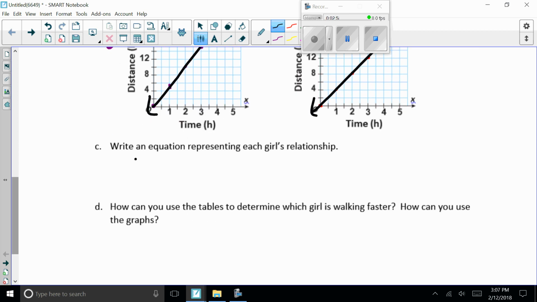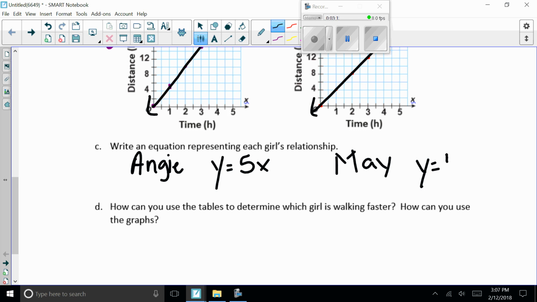So for Angie, I know that if I increase by 5 each time, I can say that y equals 5x. And for May, she increased by 4 each time, so I'm going to say y equals 4x.